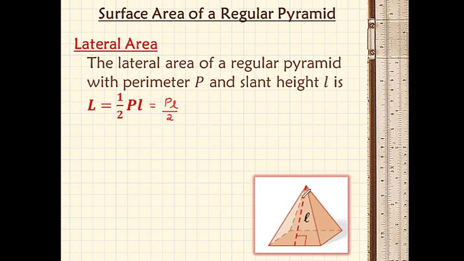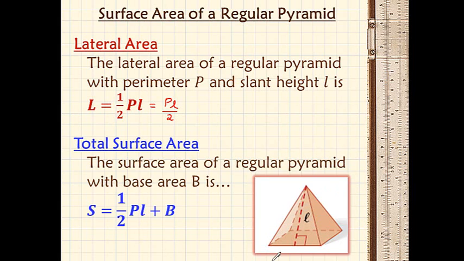The lateral area, what we're doing is finding the area of each of these sides that run from the vertex to the base. The area of each of these triangles. These are called the lateral faces, so the area of all of those added together would be the lateral area. To find the total surface area, we're going to use the lateral surface area plus the area of that base. That would give us the total surface area of all the surfaces of this pyramid. Remember, this big B represents the area of the base.